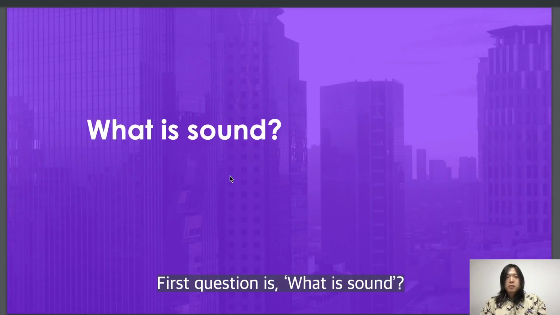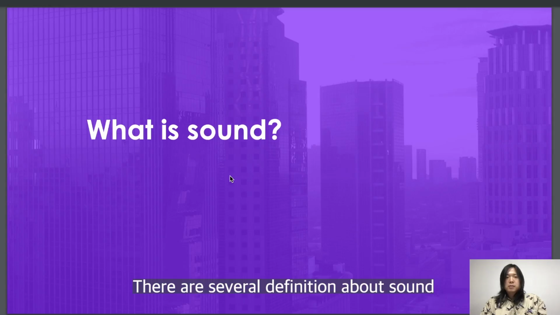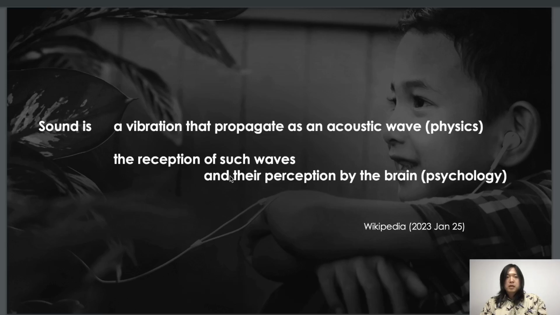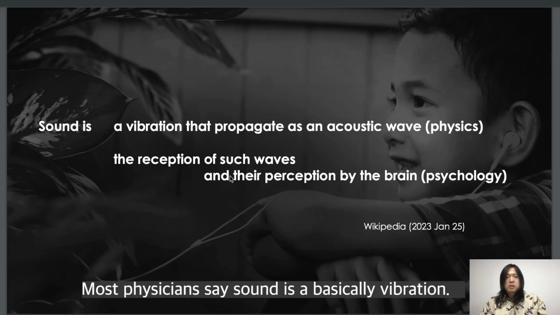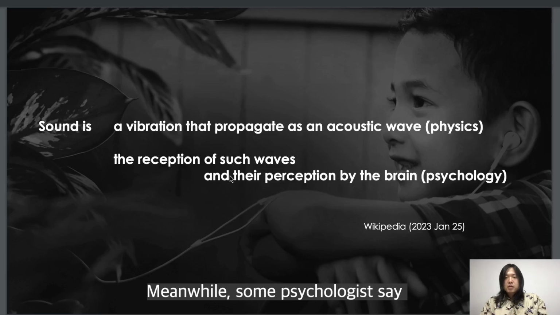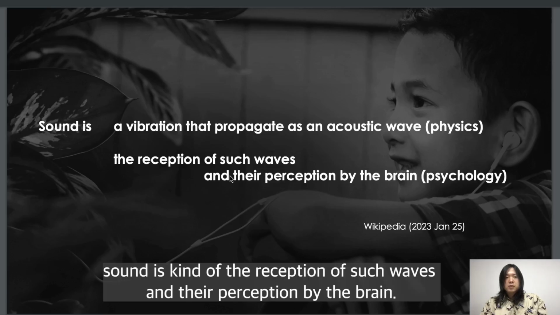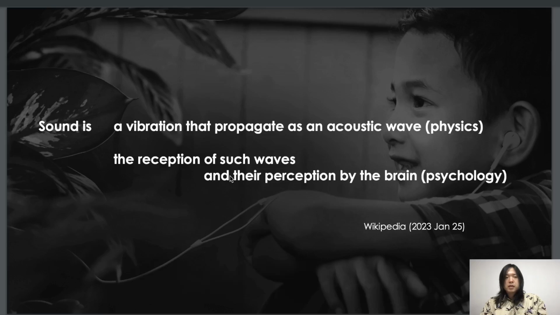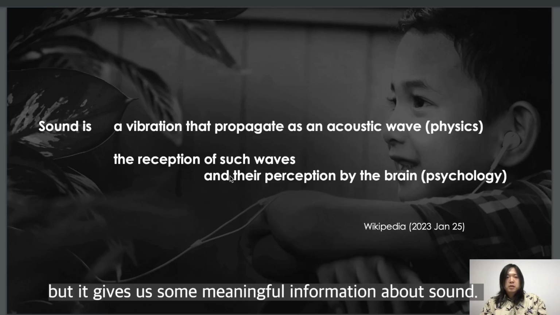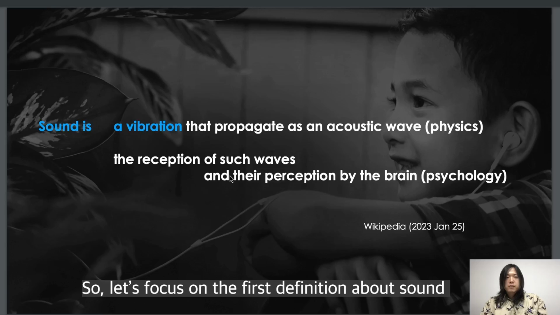So the first question is, what is sound? There are several definitions of sound, and it depends on the domain. Most physicists say sound is basically a vibration that propagates as an acoustic wave. Meanwhile, some psychologists say sound is the reception of such waves and their perception by the brain. We cannot say this is the exact definition of sound, but it gives us some meaningful information about sound. So let's focus on the first definition of sound.